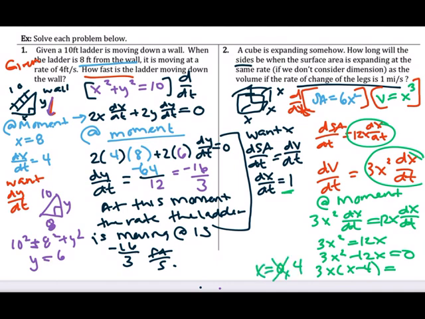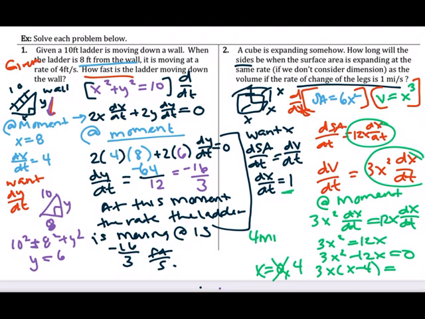Now 0 doesn't make sense in context of this problem. I can't have a cube if it has a side length of 0. So the answer here is 4 miles. But you would need to write out a sentence, which I don't have room to do. So I'm going to just say what the sentence would be. At this moment, the length of each side of the cube would be 4 miles. So make sure that your sentence answers the question that was being asked at the beginning of the problem.